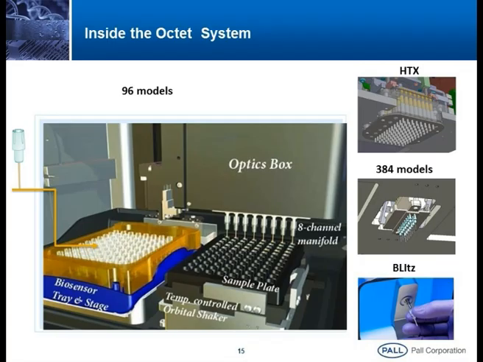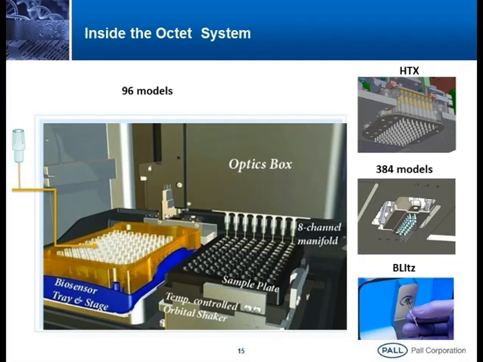This is the 8 channel. We have a 384 model. This is what the optical head is. This is the HTX, which I said is a high throughput instrument with multiplexing. The advantage of the HTX is that we can analyze one sample, and we can also analyze 96 samples. It is multiplexing.